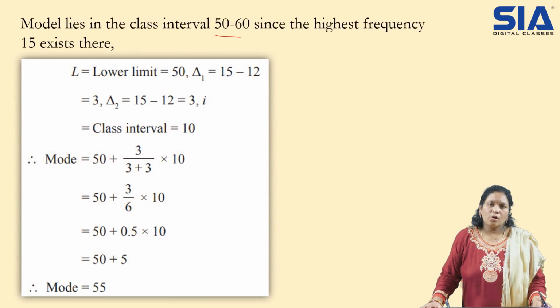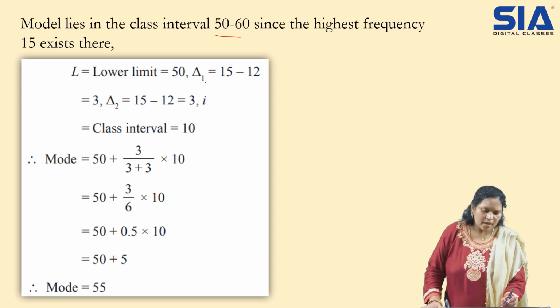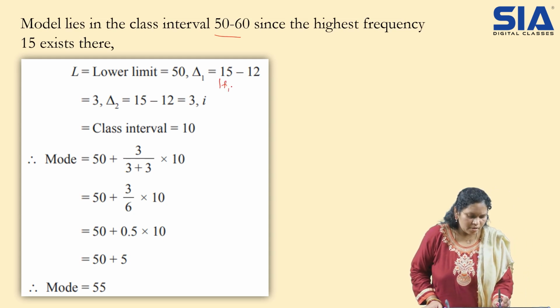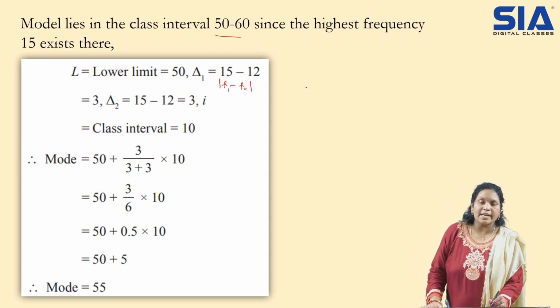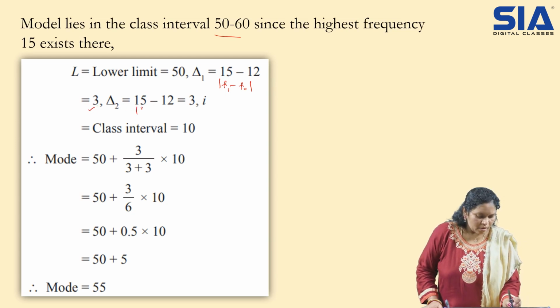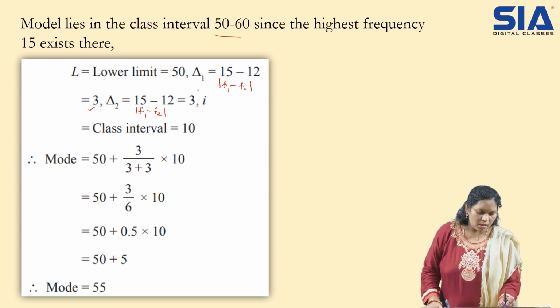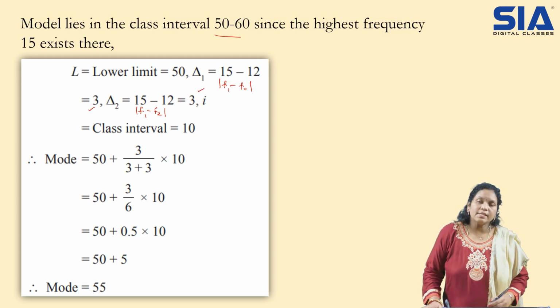Now let us substitute into the formula. Delta 1 is mod F1 minus F0, so I have substituted: 15 minus 12. Anyhow, it's positive, because highest minus lowest gives a positive, so 3 is the answer. Next, the delta 2 formula is F1 minus F2, that is 15 minus 12 again, so again we got 3. I is the class interval, that is 10.